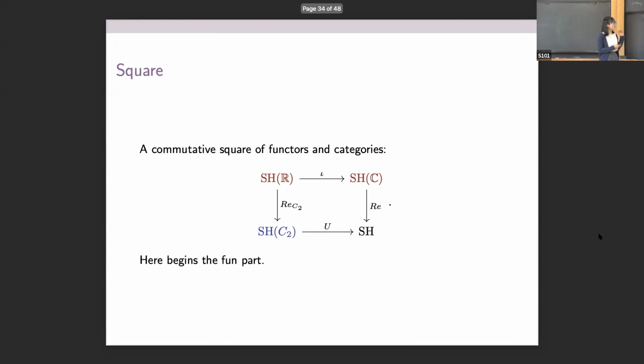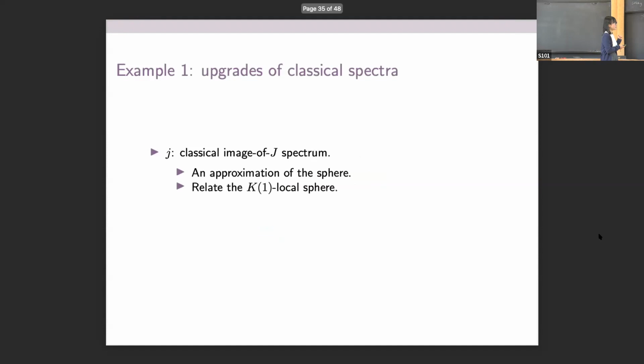What I mean by that is we have all these stable homotopy categories, we can consider the computational tools in them, and we can play around with these things. I prepared four examples of what I mean by playing around with these things. The first example is that we can consider a classical object, and we can try to find or calculate the upgrades of this classical object.